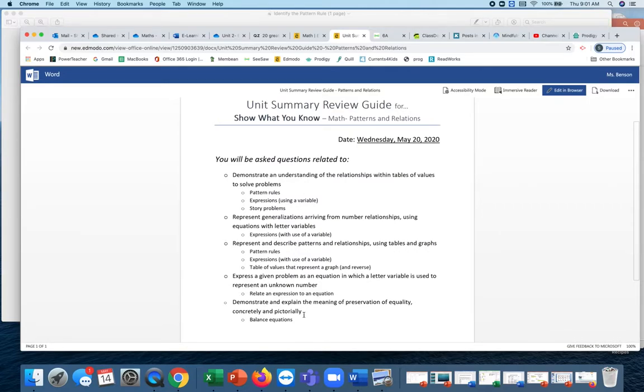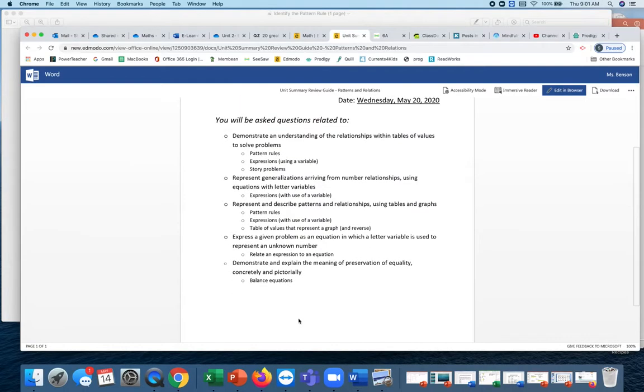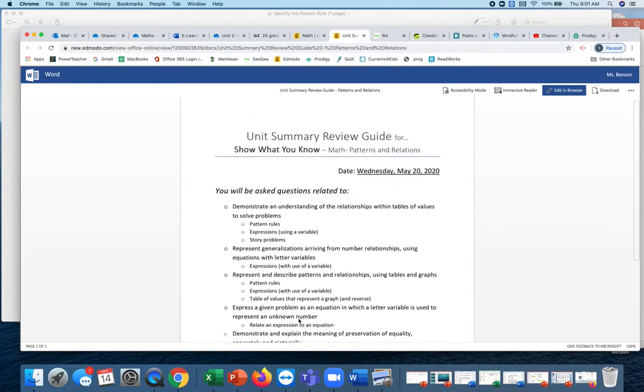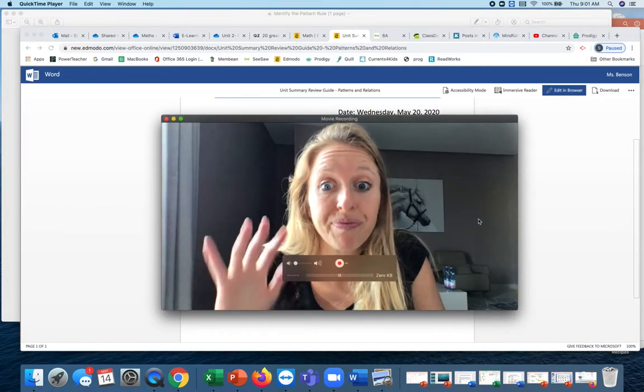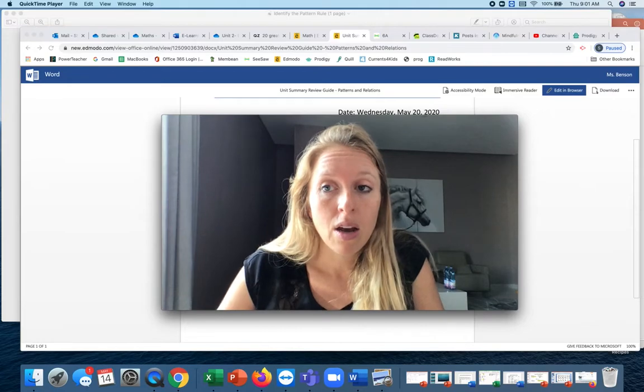Then this last one is what we're going to be doing next week, and it's actually super easy and kind of fun. So demonstrate and explain the meaning of preservation of equality concretely and pictorially. So concrete is with numbers and pictorially is with pictures. So basically it's balancing equations, which I'll teach you, and it's kind of fun. That's why we do it last. So that's on Wednesday, okay?